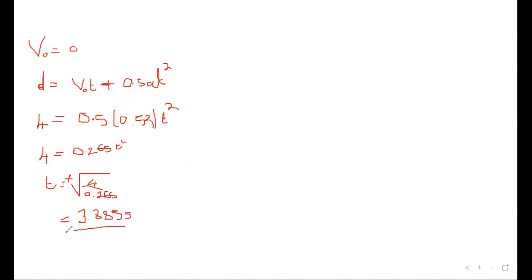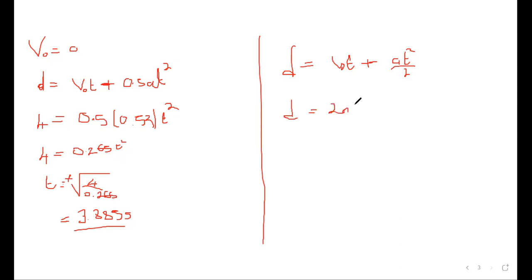Now, how far did the truck travel during this particular time? Using the same formula, D is equal to V0 times t plus acceleration times time squared divided by 2. V0 is 0, so that whole term is going to be 0. Distance is what we are looking for. The acceleration of the truck was 2 meters per second squared.